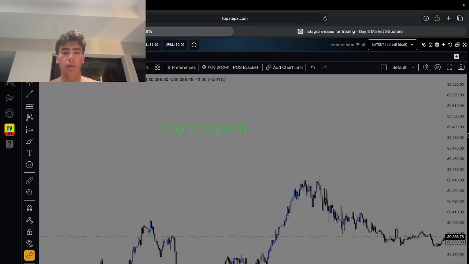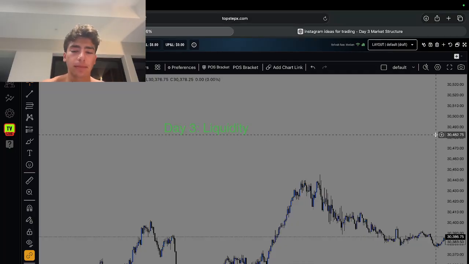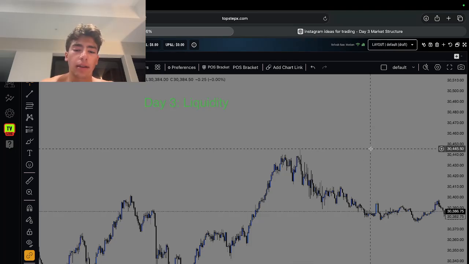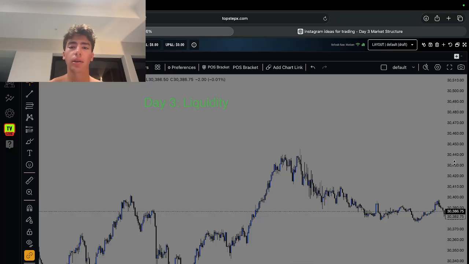So all liquidity is where orders need to be filled in the market, and that part doesn't really matter. But what matters is being able to identify the high probability draw on liquidity for the day. And all that means is the magnet in the market where price wants to go for the day. So I'm going to say that again. A draw on liquidity that is high probability is a strong magnet for price to be attracted towards, and that is where price will want to go for the day.